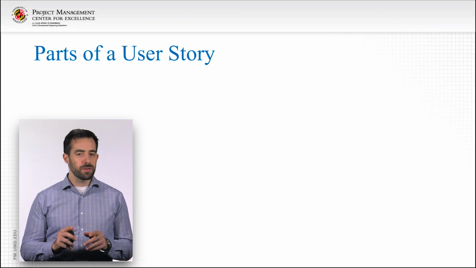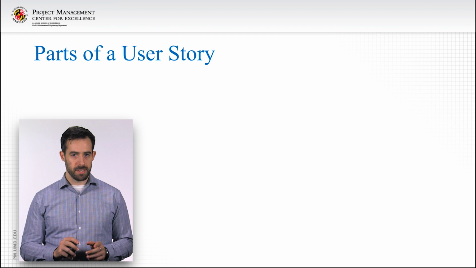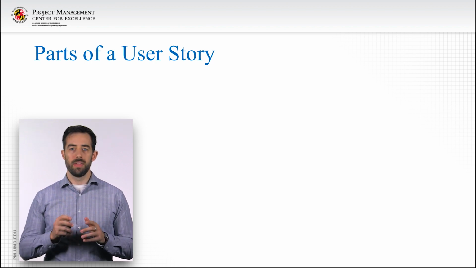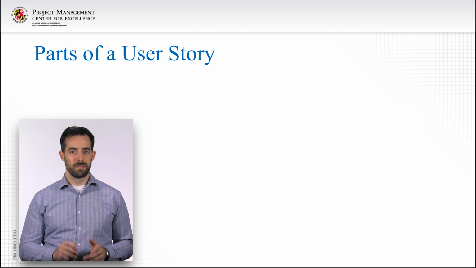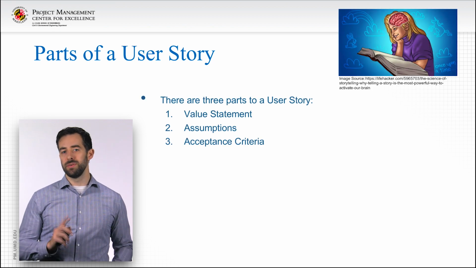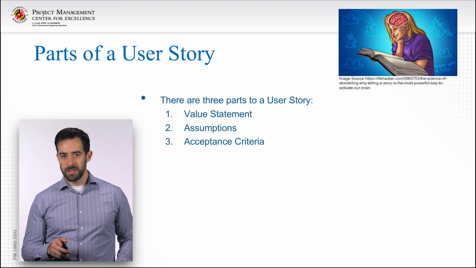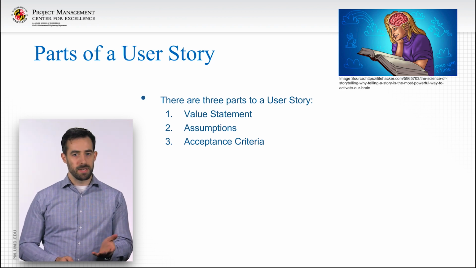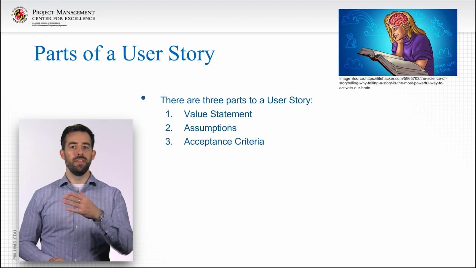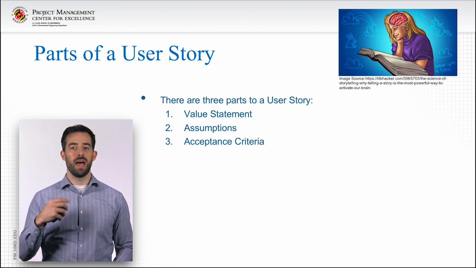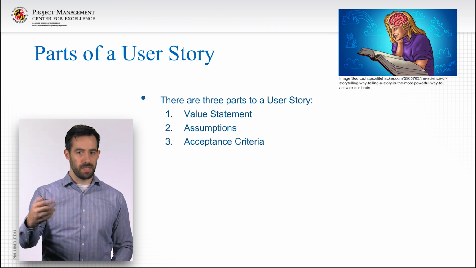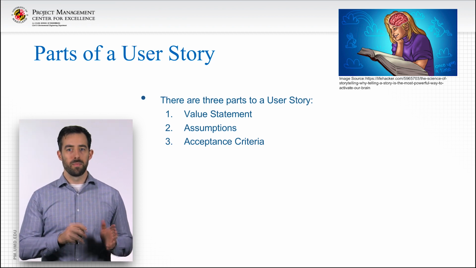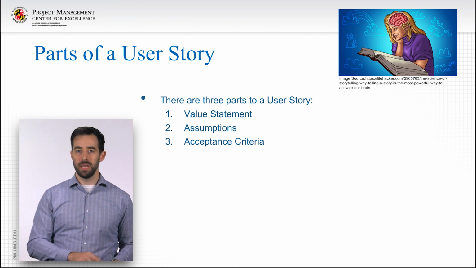First, a user story is a form of system requirements. These requirements are used to plan and test the work that the development team performs. There are three parts to a user story. There's a value statement about what the product must do for the business, the assumptions that limit the solution, and the acceptance criteria that defines how to test if the solution meets the need.